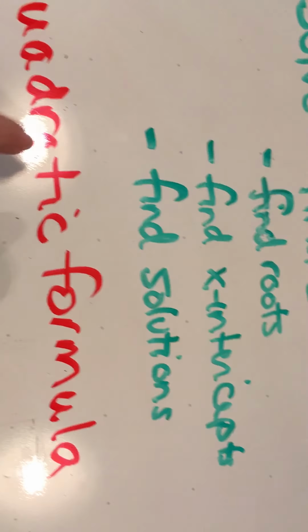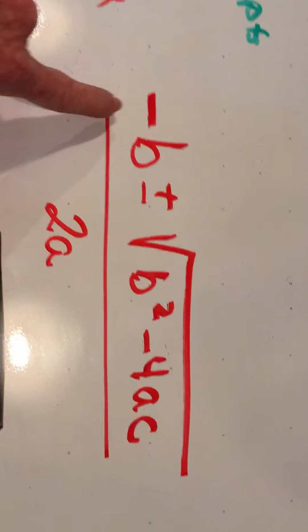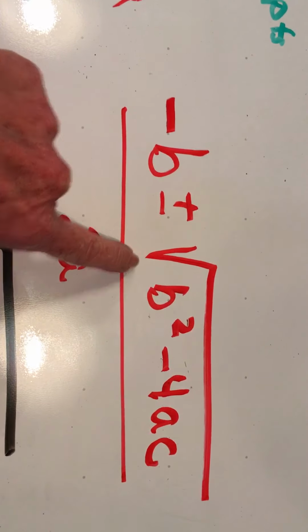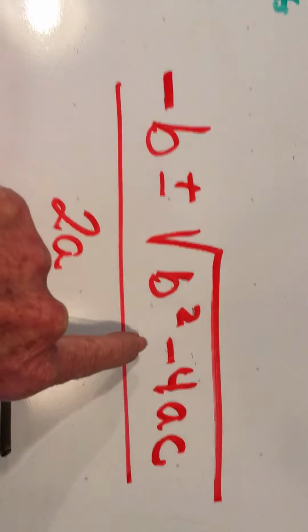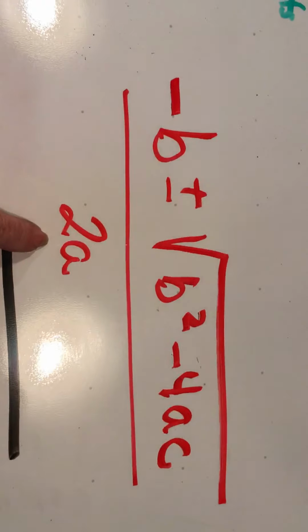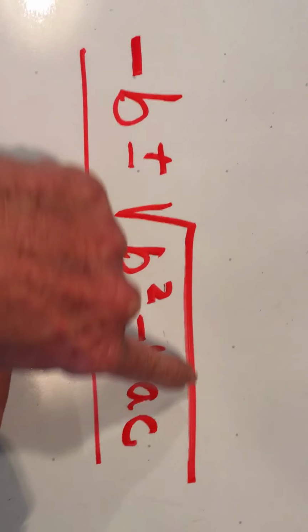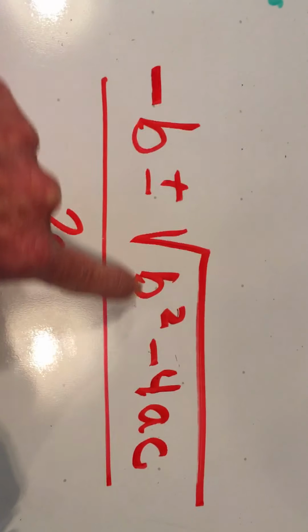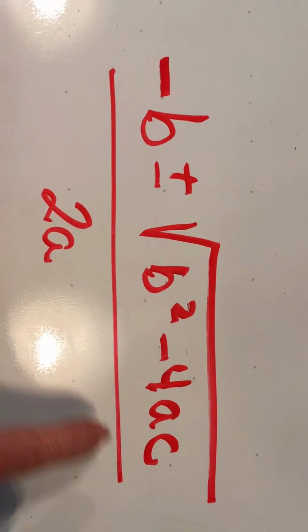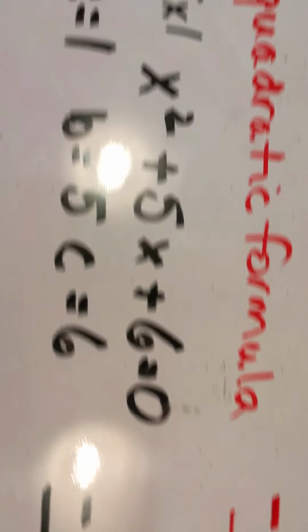Okay, the quadratic formula. Quadratic formula looks like this. It is the opposite of b plus or minus the square root of b squared minus 4ac, the whole thing divided by 2a. Now, this is going to be an order of operations problem. You're going to have to get an answer to everything under the square root sign before you take the square root, and then you're going to have to get an answer for the whole top before you divide it by 2 times a.